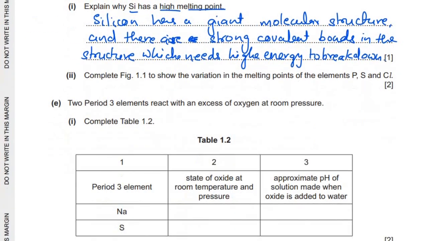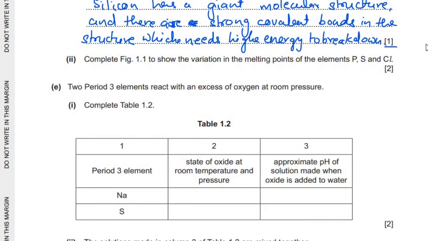Now this is just 1 mark, so you can even explain them in short, but I feel if there are 3 lines enough, we can explain it in good explanation. So complete figure 1.1 to show the variation in the melting points of elements of phosphorus, sulfur and chlorine.